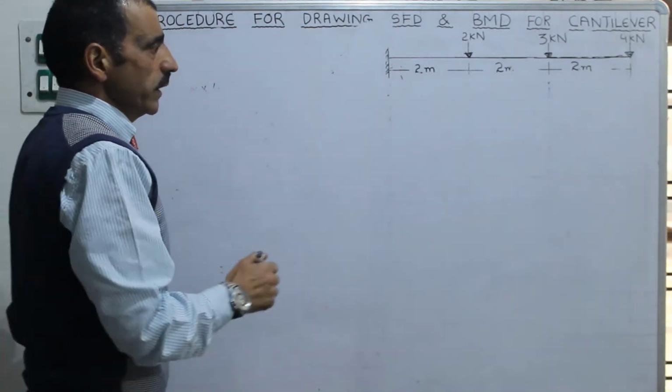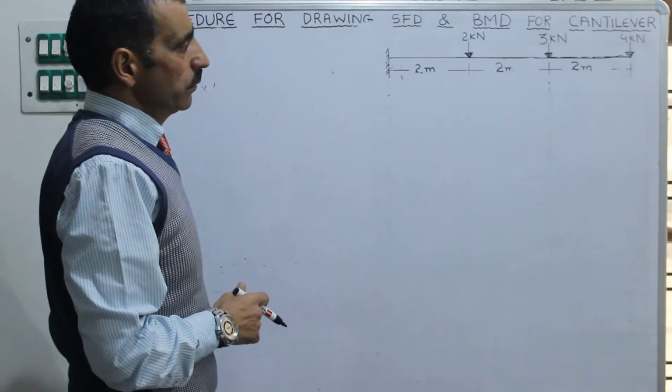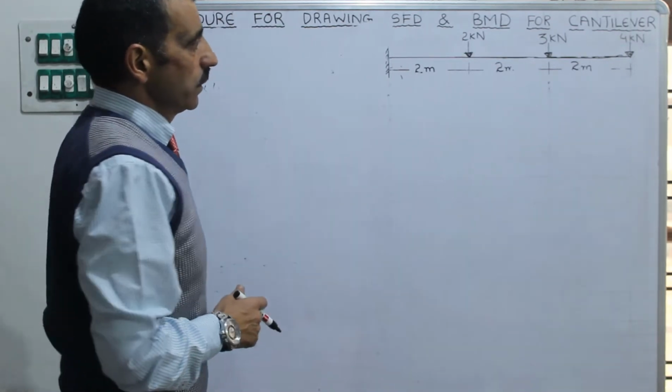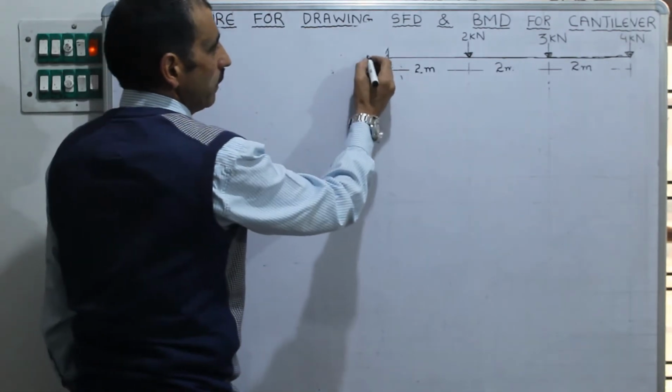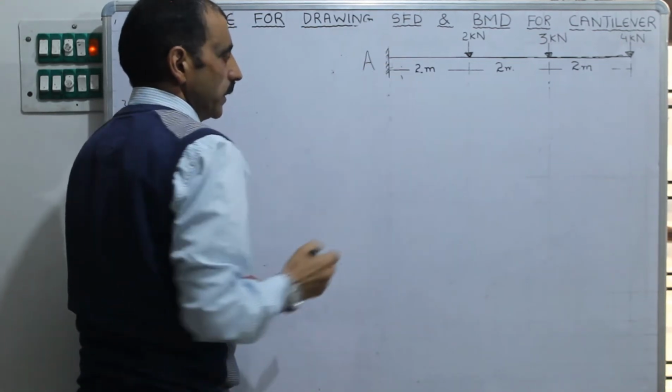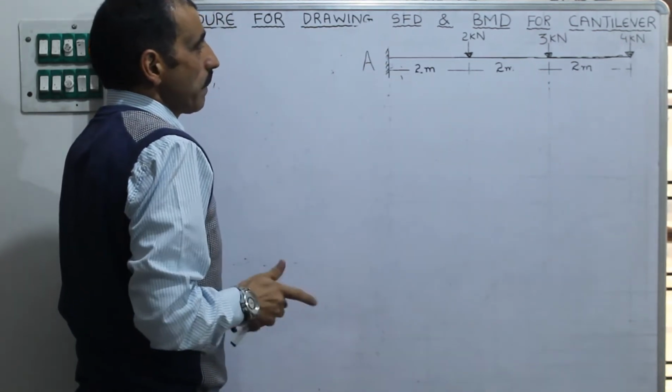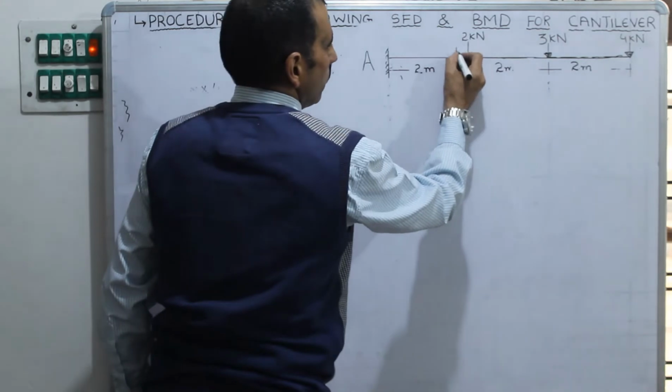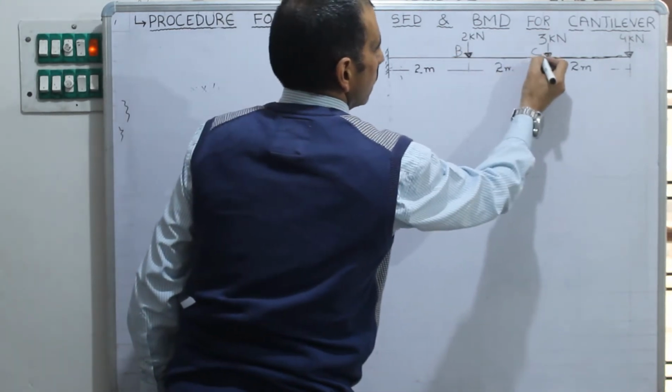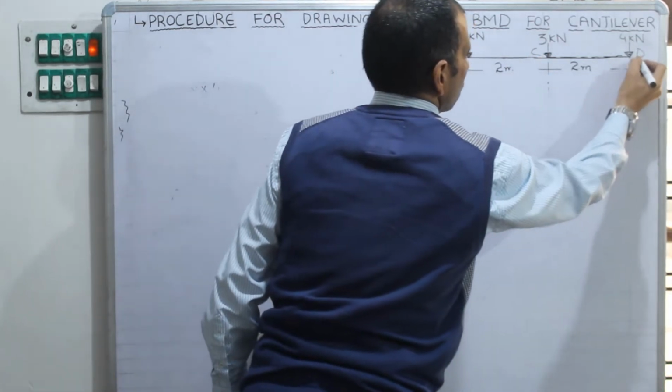Now there are various steps for how we will draw the bending moment and shear force diagram of this cantilever beam. First of all, I will label this beam: this is A, this is B, this is C, and this is D.